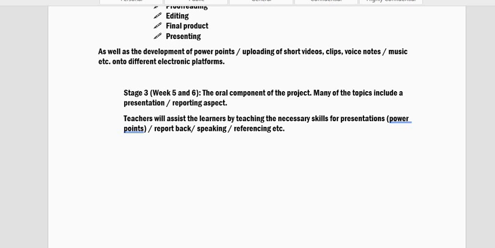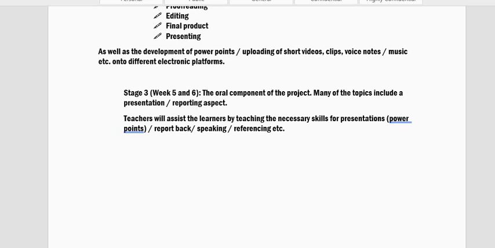Stage 3 is the oral component, and every learner will have the opportunity to present his research project to the class. That will be the oral component. You may start with these presentations during term 3, but the actual mark for the oral stage 3 in this research project will be only recorded in term 4 for promotional purposes.